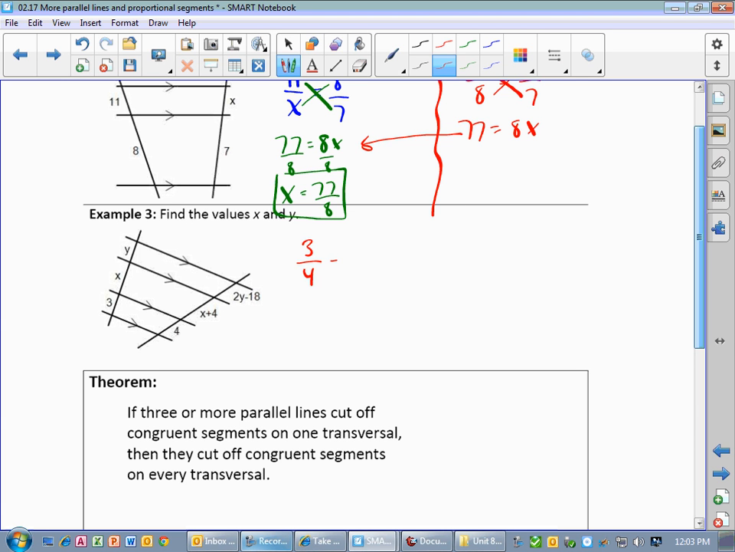So 3 over 4, so this over this equals x over x plus 4. That'd be one way to do it. So we cross multiply, and we get 3 times x plus 4 equals 4x. Now again, remember you have to distribute the 3 to both terms. So we get 3x plus 12 equals 4x. So subtract 3x from both sides. We get 12 equals 1x, which is the same as x equals 12.